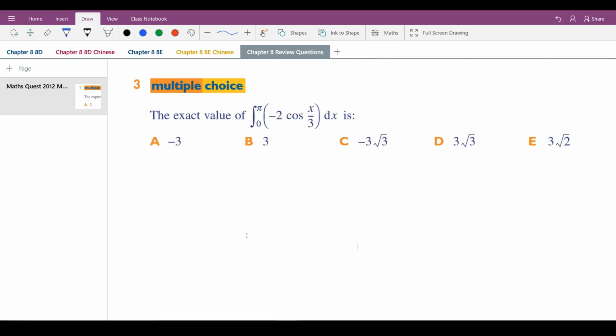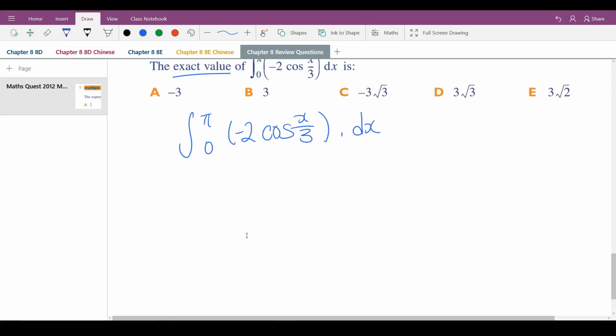Alright, let's move on to question 3. Okay, it's again the exact value. The exact value of integrating from 0 to pi, bracket, -2 cos x over 3, close bracket, integrating with respect to x. Okay, well, let's just work it out. Let's write down the function first. Okay. Can we simplify anything? Nope.